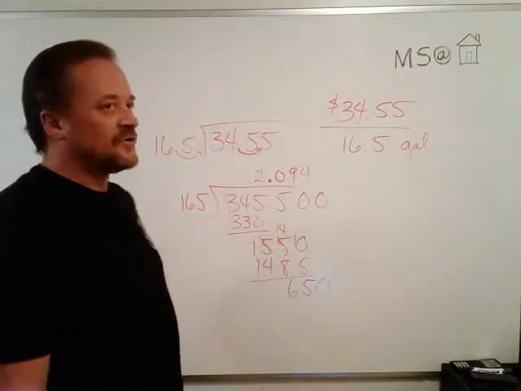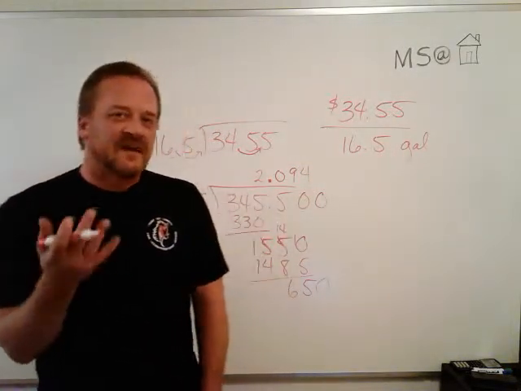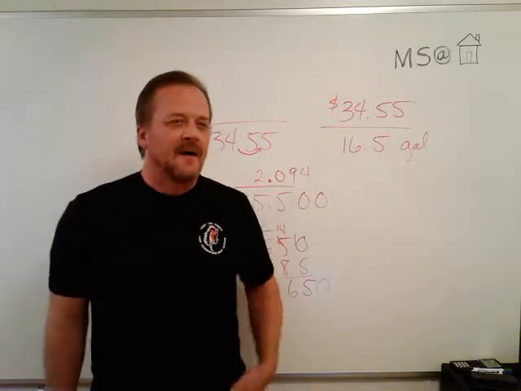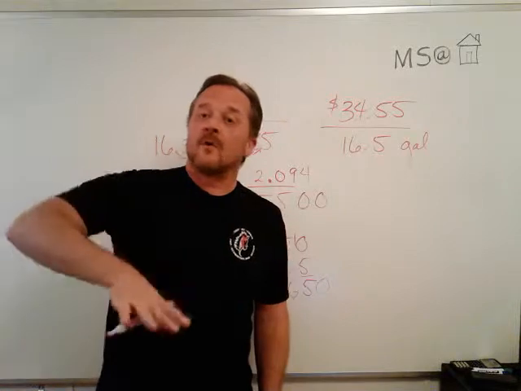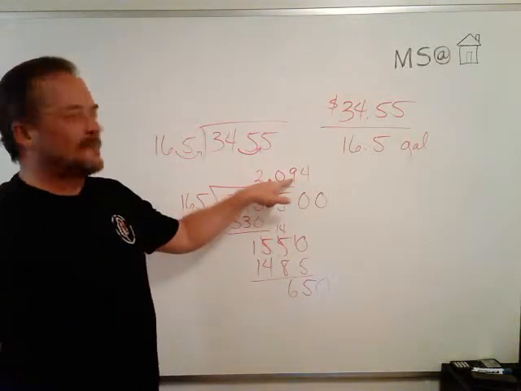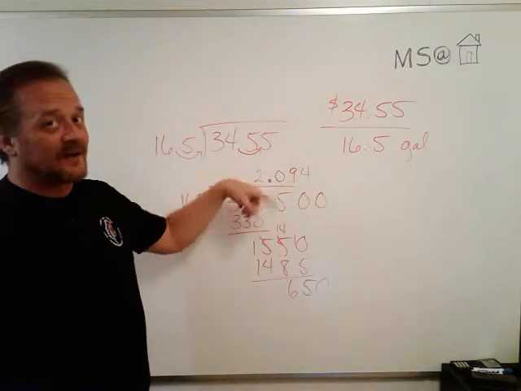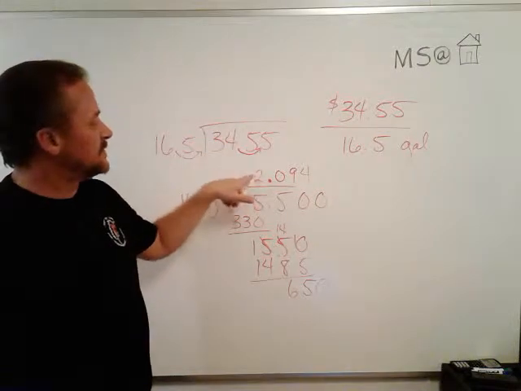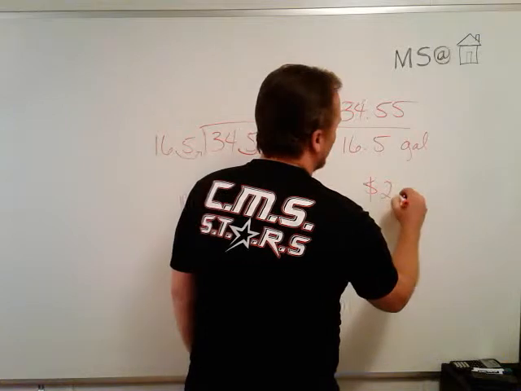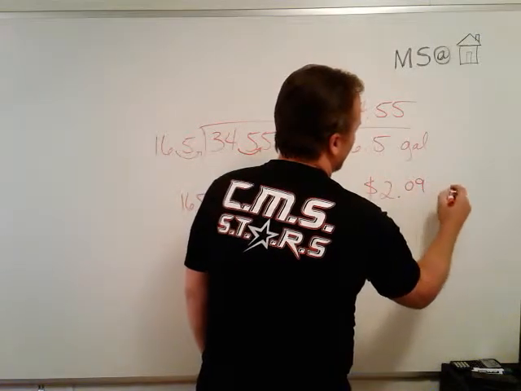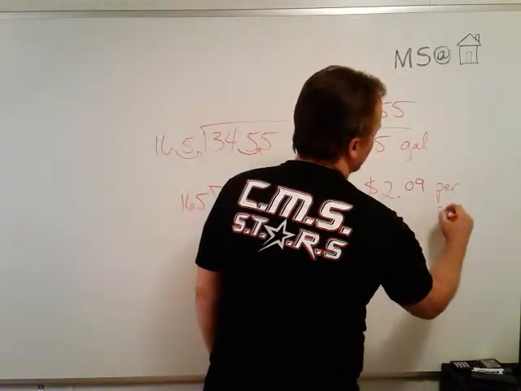And actually, we could try 4. But in the interest of saving time, I want you to just recognize something. 5 was too big, right? So since I have to pick a number lower than 5, that means nothing's going to happen to this 9 right here. It's not going to get rounded up to 210. So $2.09 is my price per gallon.